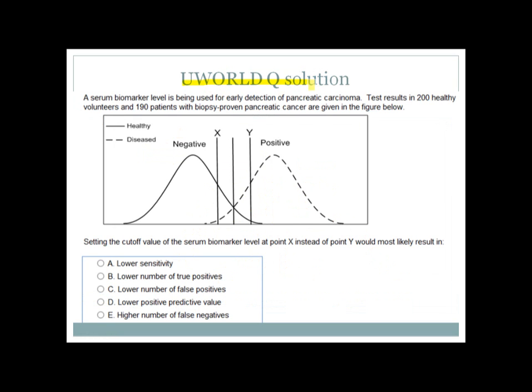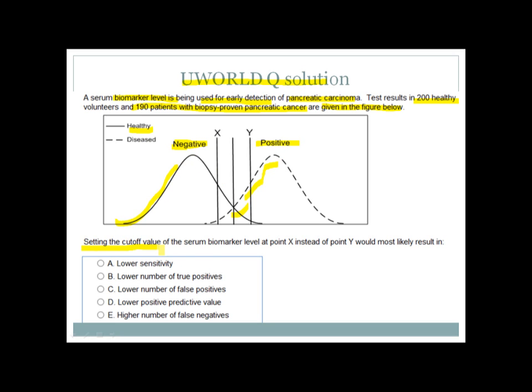So here is a question for you. I brought it from eWorld to give you an idea what we are talking about, and we use the concept that we have already learned. A serum biomarker level is being used for early detection of pancreatic carcinoma. Test results in 200 healthy volunteers and 190 patients with biopsy-proven pancreatic cancer are given below in the figure. Those are the people who test negative, and those are the people who test positive. This line is the line for healthy people, and this dashed line is for people with the disease.